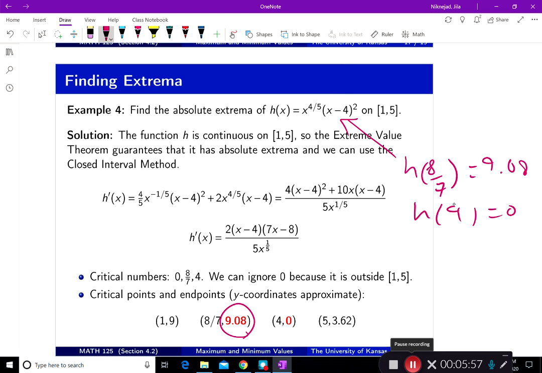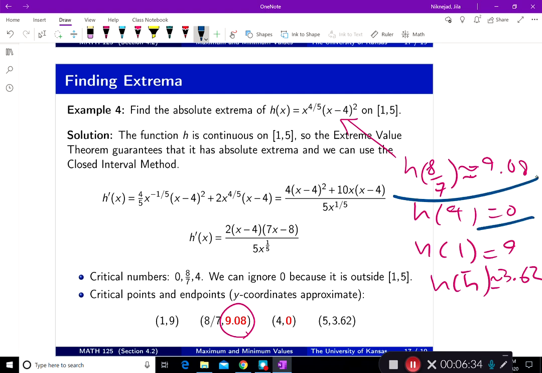And then what else is remaining? You have to check h at 1 and h at 5. H at 1, if you plug it in, gives you 9 times 1, which is 9. H at 5 gives you approximately 3.62. These are approximate because you have to do the fifth root. Comparing all of these together, the smallest number is 0, and the highest number is at 8 over 7.